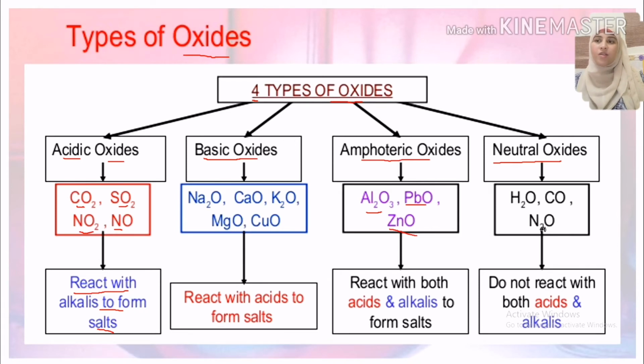Basic oxides like sodium oxide, calcium oxide, potassium oxide, magnesium oxide, copper oxide, all of these are metal oxides. They can react with acids to form salt and water. Amphoteric oxides like zinc oxide, aluminium oxide, lead oxide, can react with acids and can react with alkalis to form salt and water.